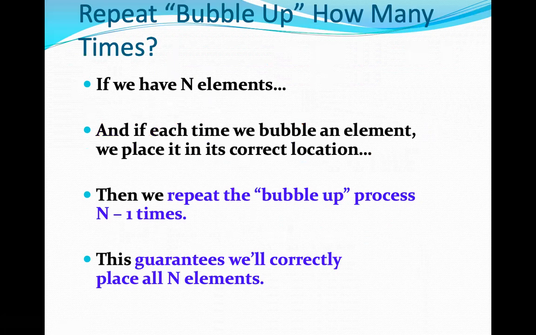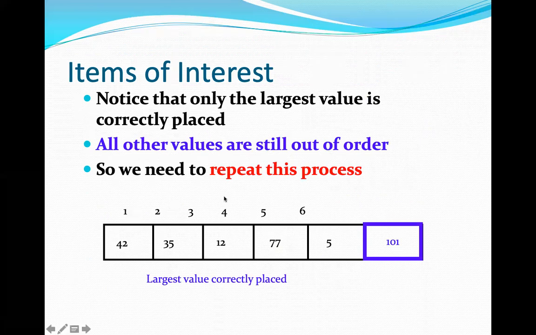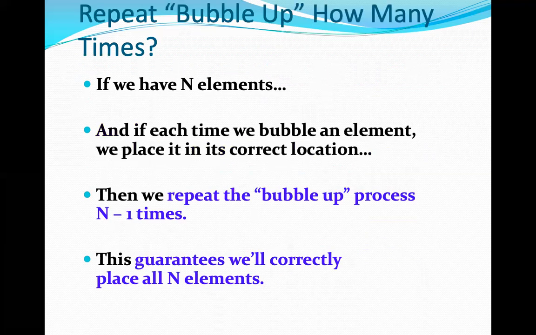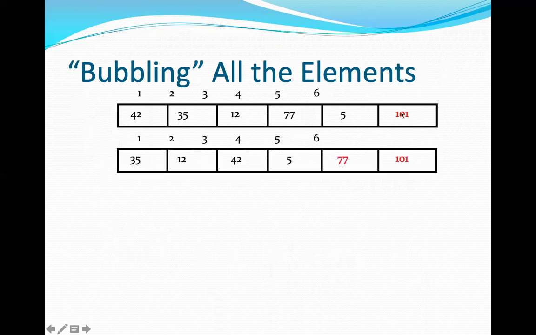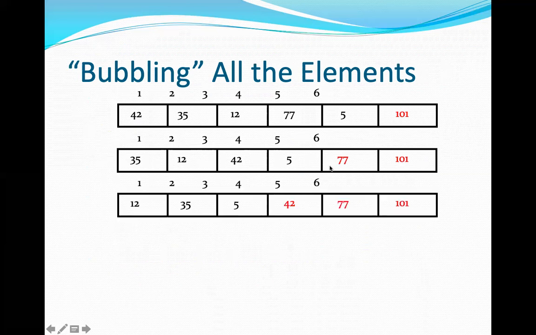In the previous slide, there are 6 elements, so n is 6. So 6 minus 1, that means 5 times we need to repeat this process. Let us see the 5 passes. After the first iteration, 101 is placed here. In the second iteration, 77 is placed here. After that, the highest element 42 is placed here.